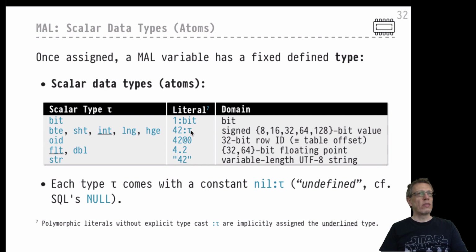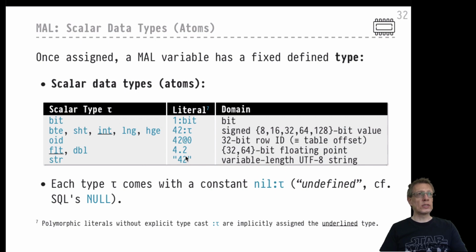Okay, then there's a particular type of OIDs. Looks like integers with this suffix @0 assigned. These OIDs will occur again and again. They are used in MonetDB as offsets, as pointers into tables to quickly locate particular rows and tables. We will come back to that. There are float and doubles, so floating point values of different width, and there are of course strings.